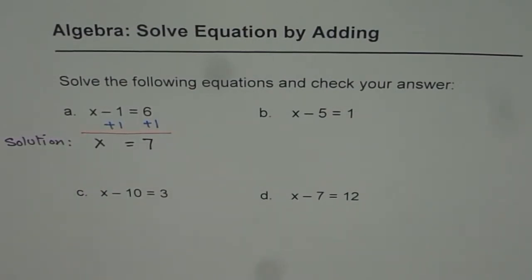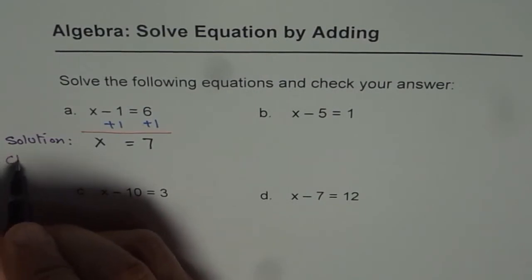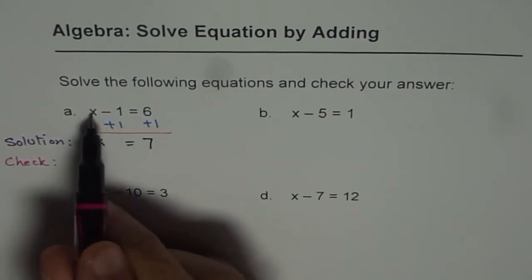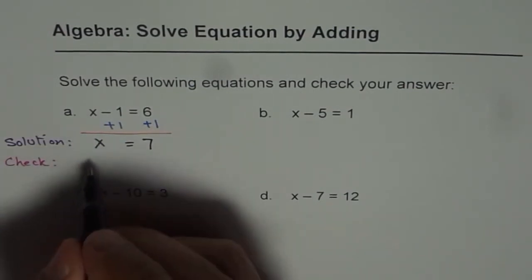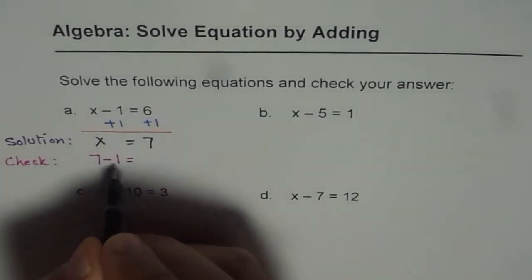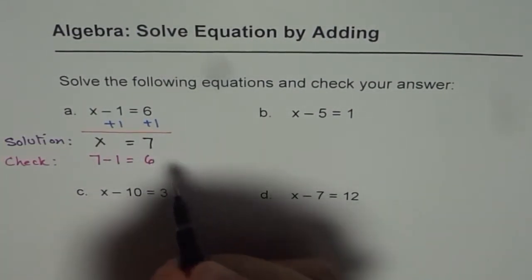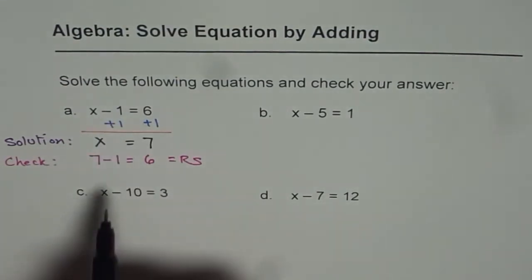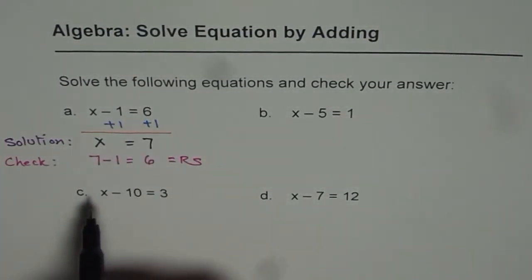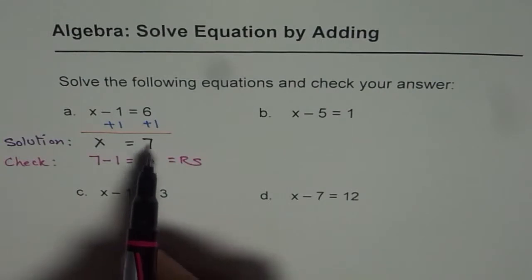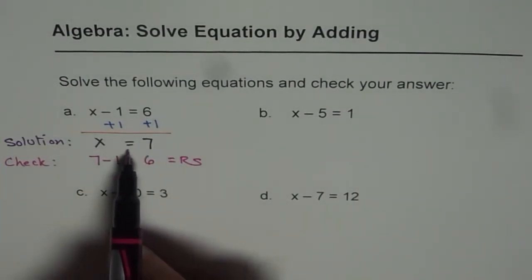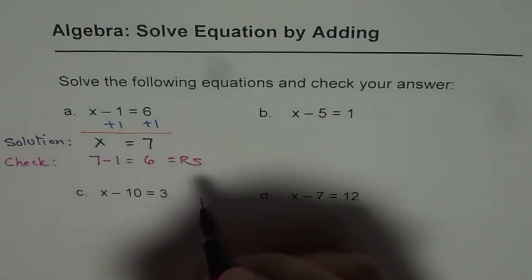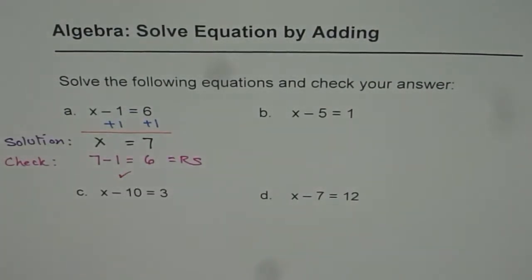And now let us check. Now to check, what should we do? To check, we'll place the value of 7 for x and see what we get. We do 7 minus 1, and 7 minus 1 is 6. Perfect. That is the right side, correct? So we started with the left side, placed the value of x as 7, and got the same value which was on the other side of equality. That means the equation is true. So this is the right solution.